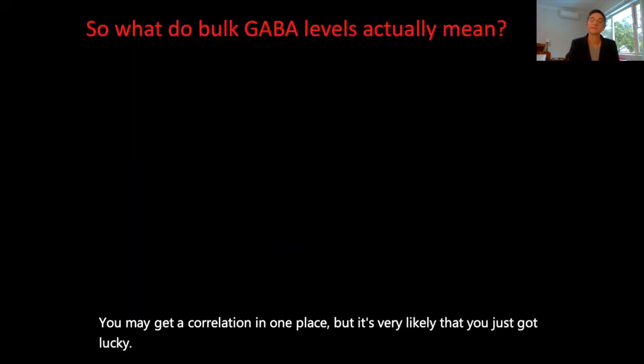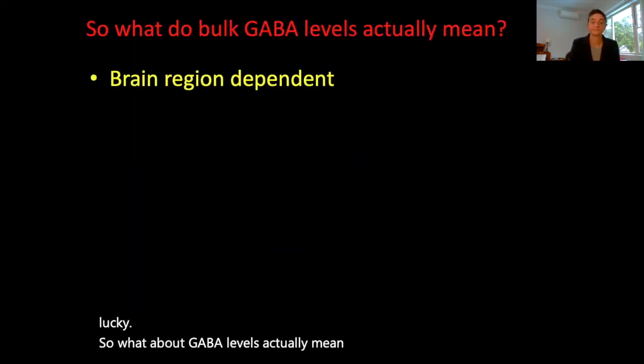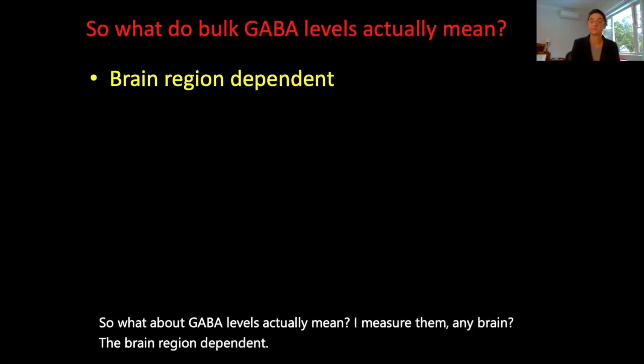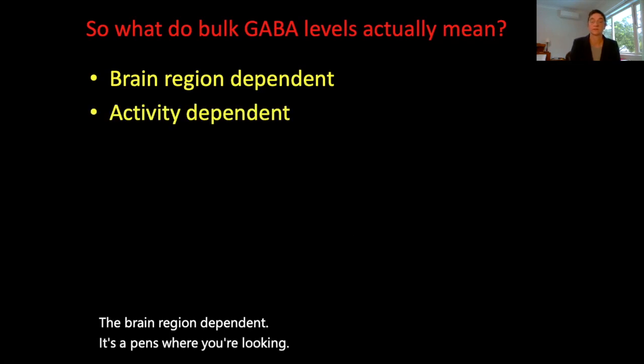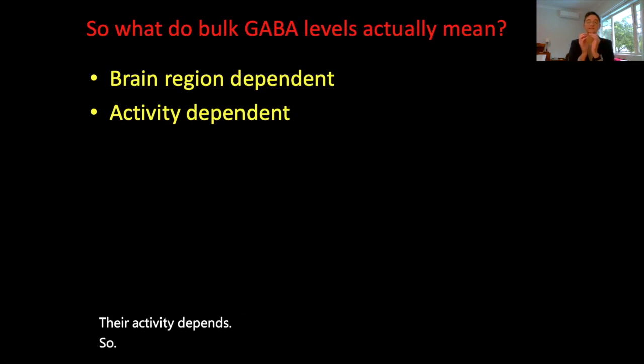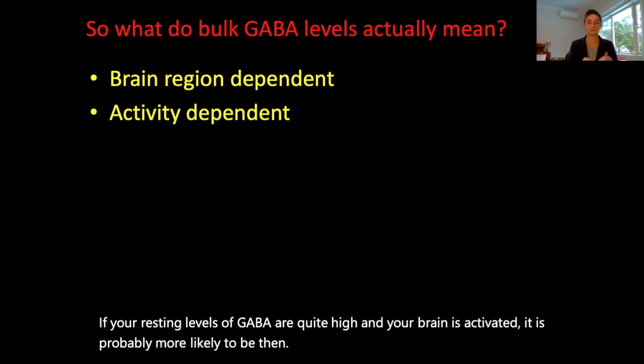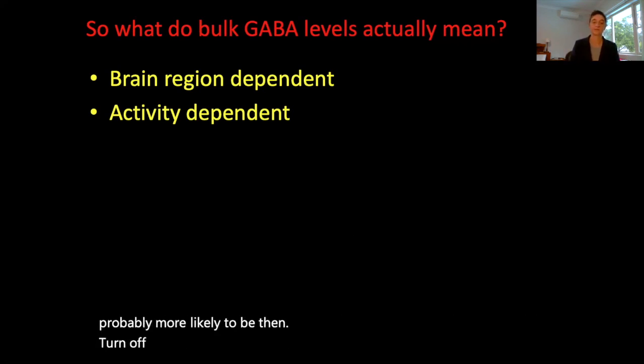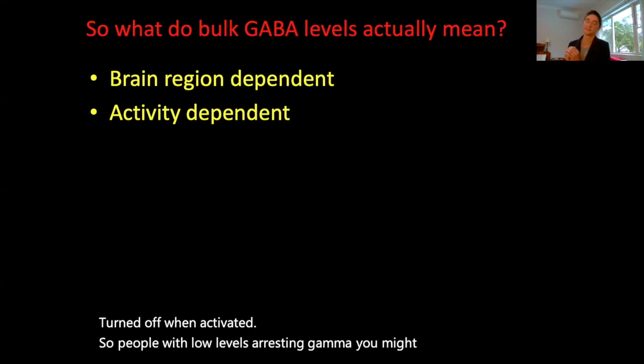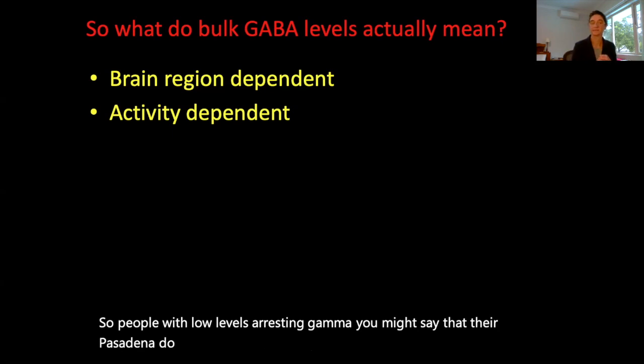So what do bulk GABA levels actually mean when we measure them in the brain? Well, they're brain region dependent, as we've seen. It depends where you're looking. They are activity dependent. So if your resting levels of GABA are quite high and your brain is activated, it is probably more likely to then be turned off when you activate it. So people with low levels of resting GABA, you might say that their capacity to do tonic inhibition is less than somebody whose levels of GABA are high in the first place.